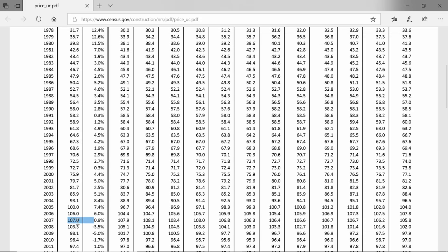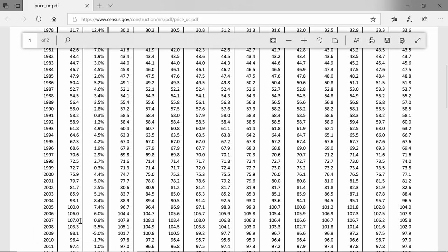Now, what about 2007? It says 107. It didn't go up 7% just from the previous year. This 107 is still making reference to the baseline year of 2005. So it's 107 compared to the cost of a new single family house, which was 100 in 2005.